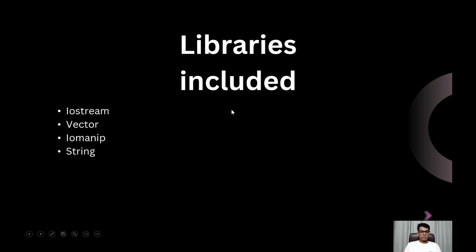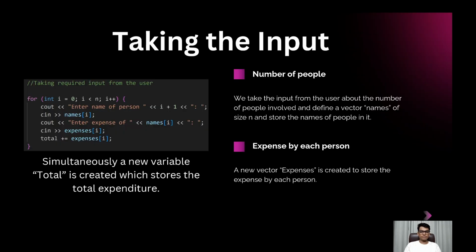So in my code, I have included 4 libraries: iostream, vector, iomanip, and string. iostream includes the basic functions like cout, cin, etc. I have used vector to store various types of inputs from the user and various types of data which are used in my calculations. iomanip just allows me to customize the output and how it looks to the user, and string to store names of persons and other things.